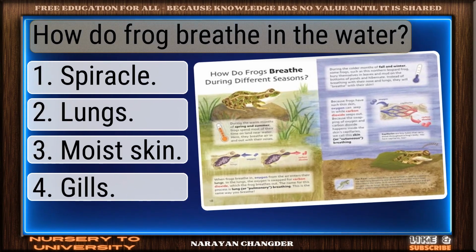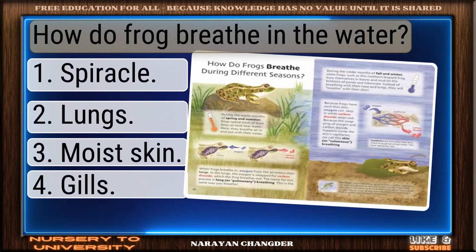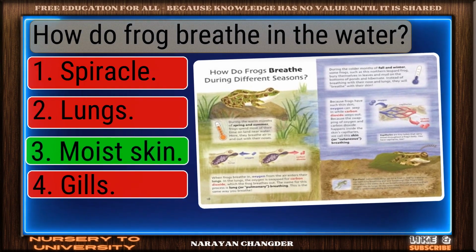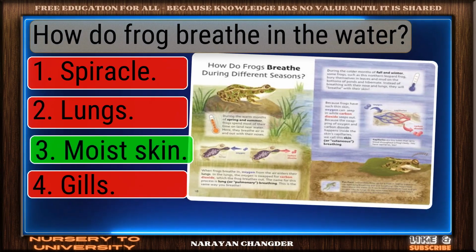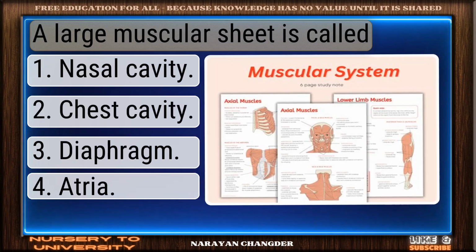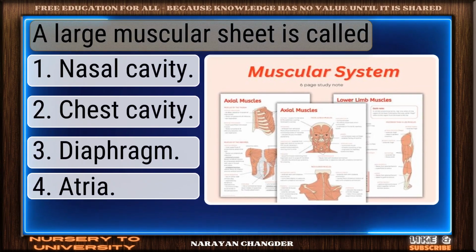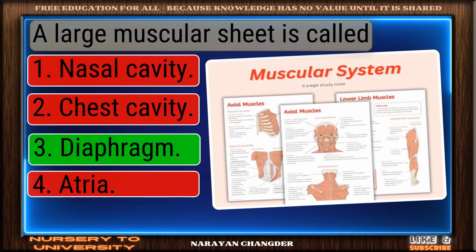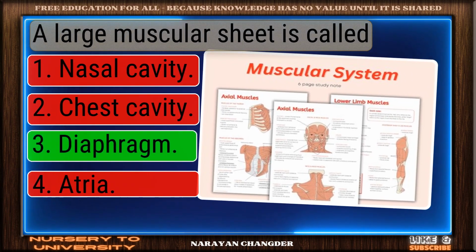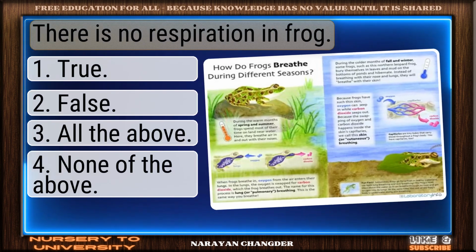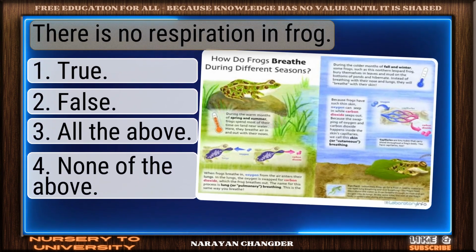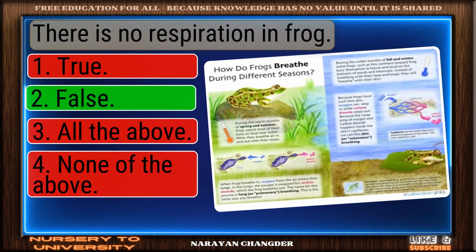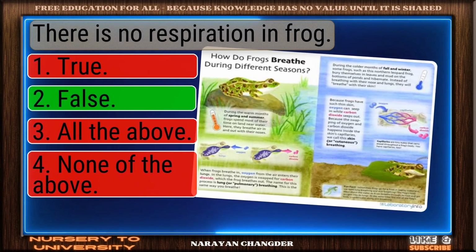Question number 199. How do frogs breathe in the water? Nice selection. Moist skin is the correct and valid answer. Question number 200. A large muscular sheet is called. Smart move. Diaphragm is an accurate answer. Question number 201. There is no respiration in frog. You chose false, and it is correct.